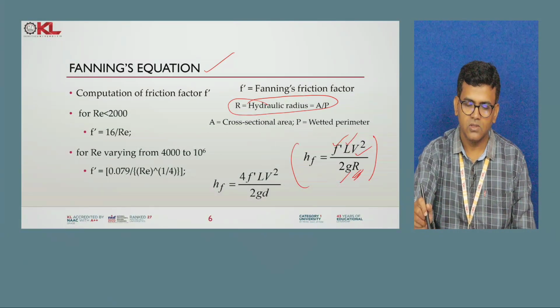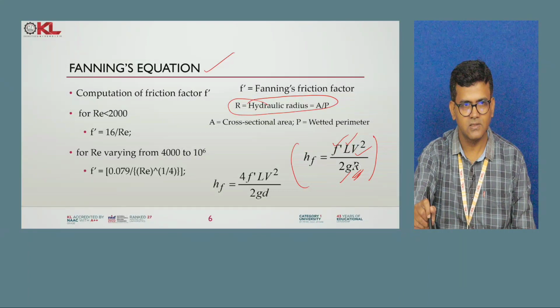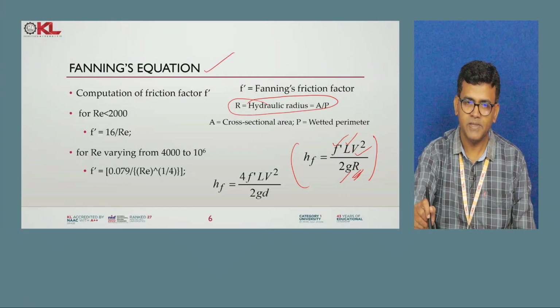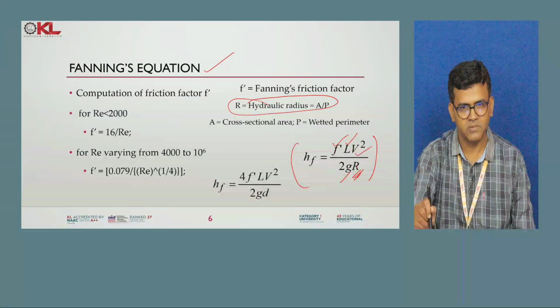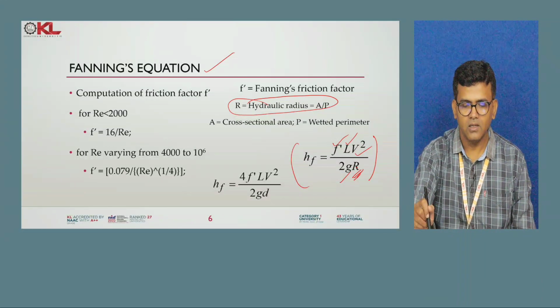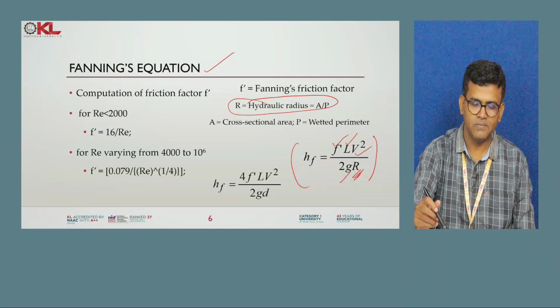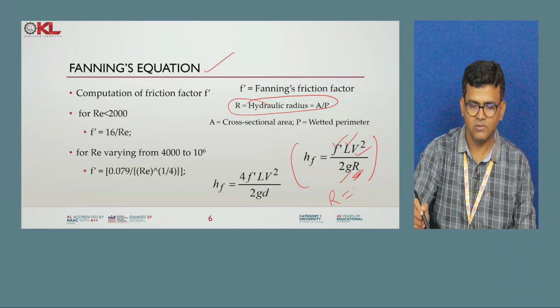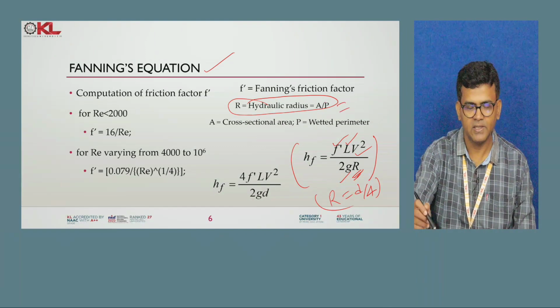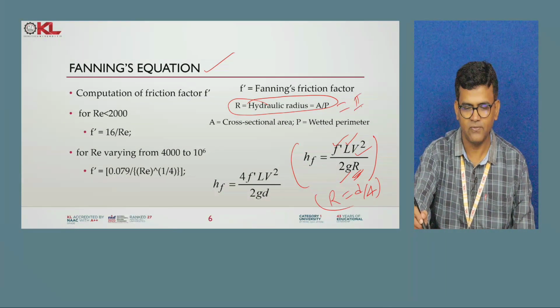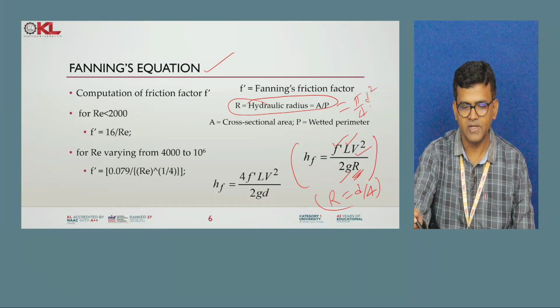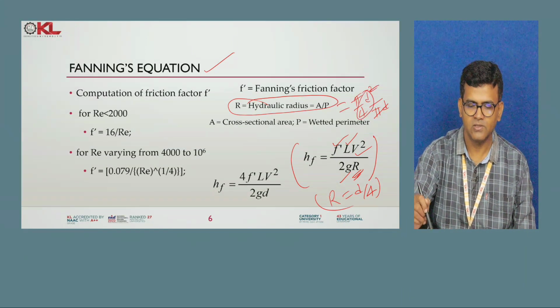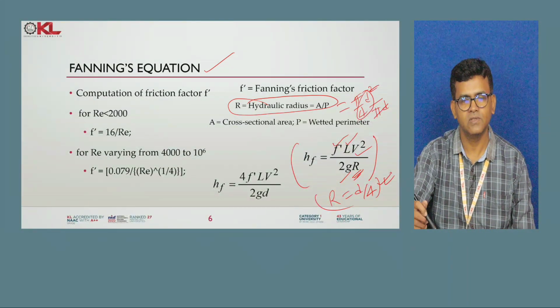So this hydraulic radius can be written in terms of the diameter of the pipe. For the circular pipe, R is equal to D by 4. It can be written as R equal to A by P. A is the cross-sectional area, that is pi by 4 D square, and the wetted perimeter for the pipe you can write as pi D. So pi D will cancel out and D by 4 will remain. So R equal to D by 4 for the circular pipe.